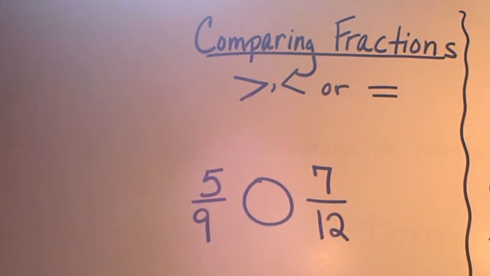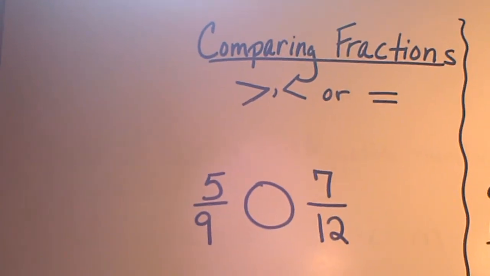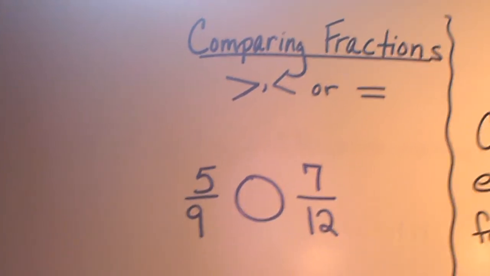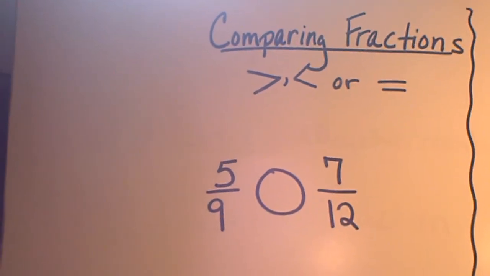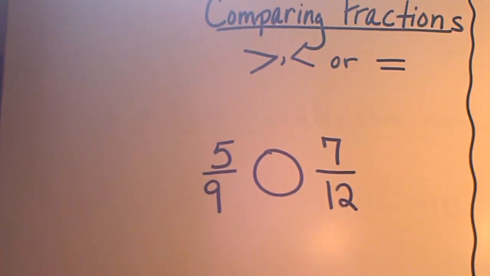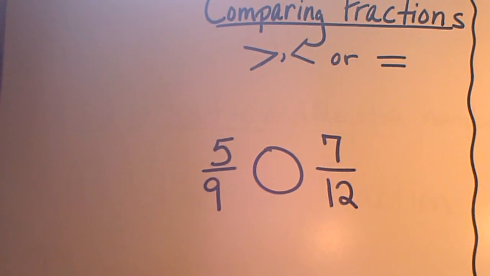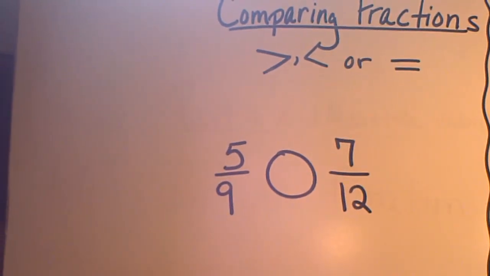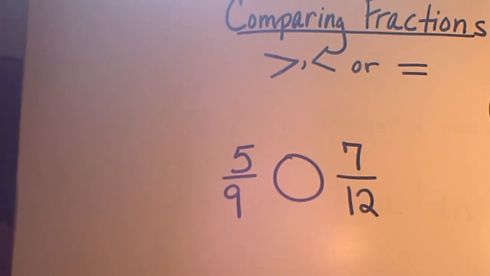Okay, we're going to talk about comparing fractions with greater than, less than, or equal to. The example I have here is to compare the two fractions 5/9 and 7/12. Well, how do we go about doing this? There are a few ways, but I'm going to go into detail in one fashion in particular.